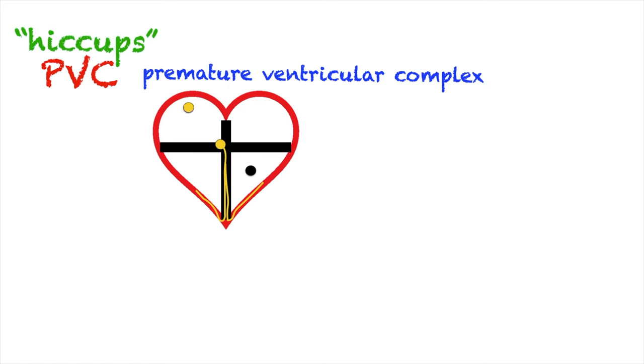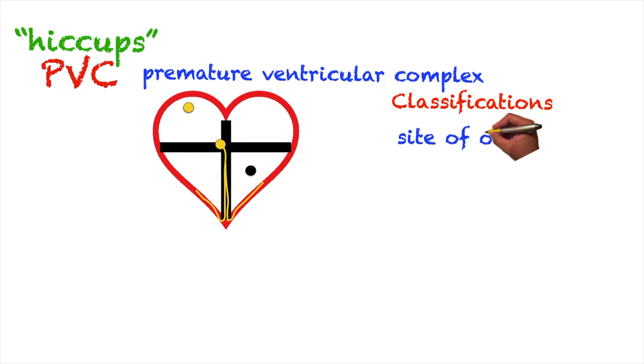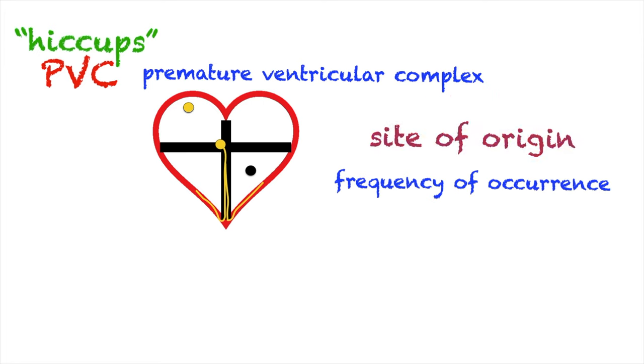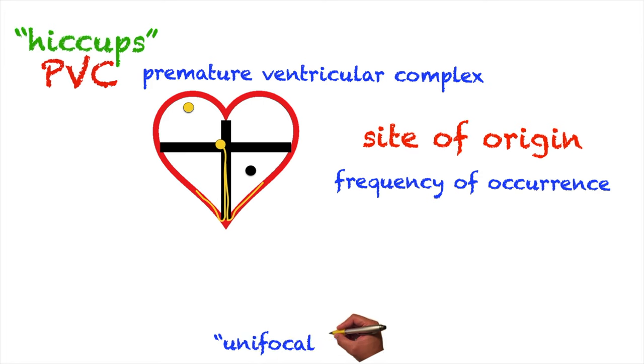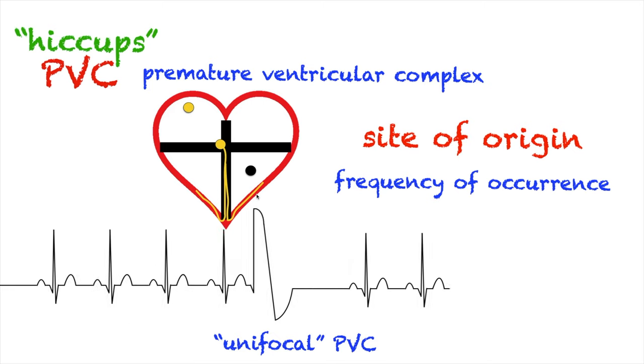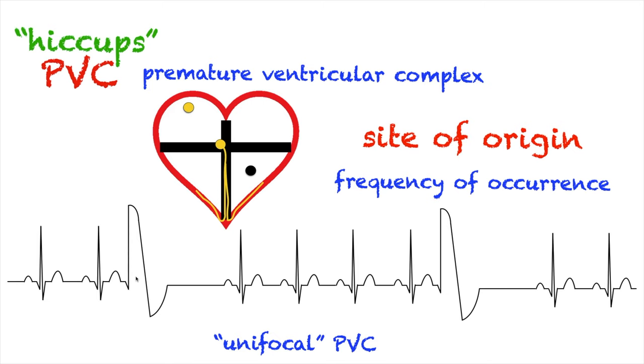Let us now discuss the different classifications of PVC. We classify PVCs based on the site of origin and the frequency of occurrence. Let's talk about the site of origin. Under this classification, we have what we call a unifocal PVC. Unifocal PVCs originate from a single site within the ventricles, right over here. If your PVC is coming from a single site, your EKG will look something like this. As you can see, the QRS complexes of unifocal PVCs look alike. Same shape, same size. Therefore, unifocal PVCs are also known as monomorphic PVCs.